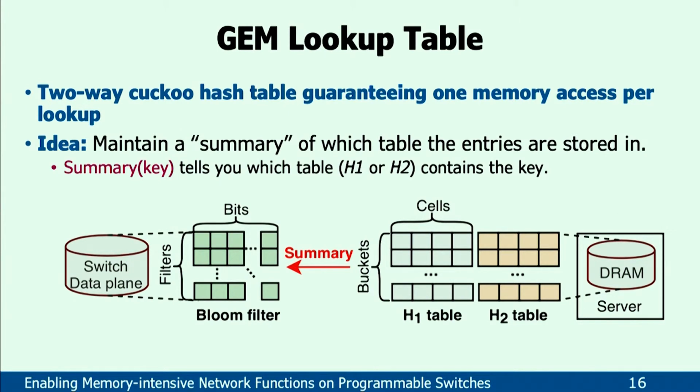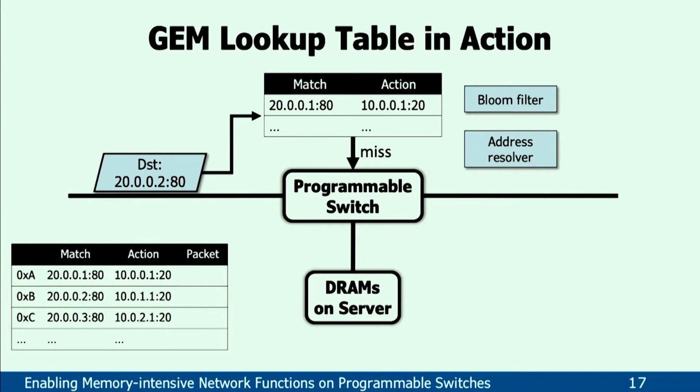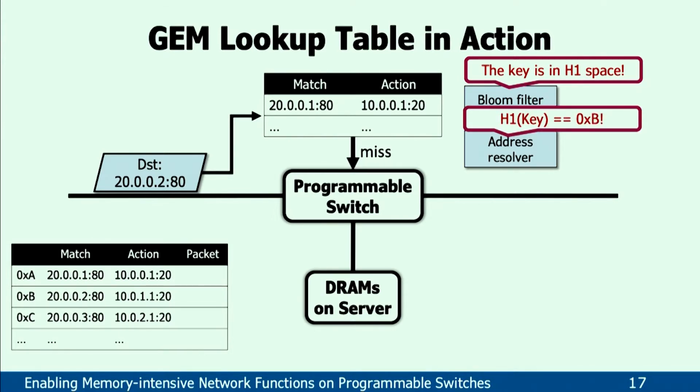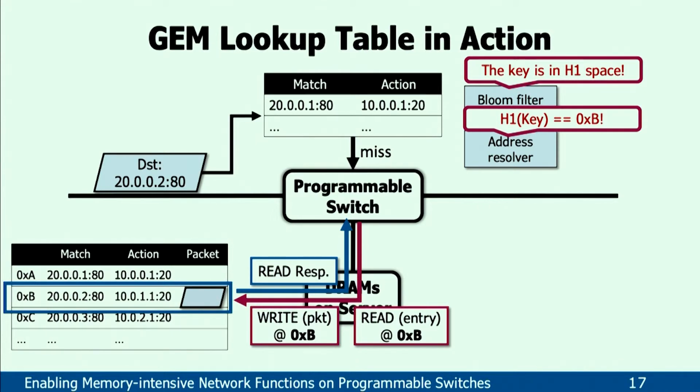Based on this, we provide key-value table abstractions to data plane applications. Let me explain it using the same example. When a table miss happens, it first asks the balloon filter which hash function was used when storing this key. In this case, since the key was hashed by H1, the first hash function, the address resolver calculates the remote memory address based on the H1 value of the key. And then the data plane can issue an RDMA request based on this address.